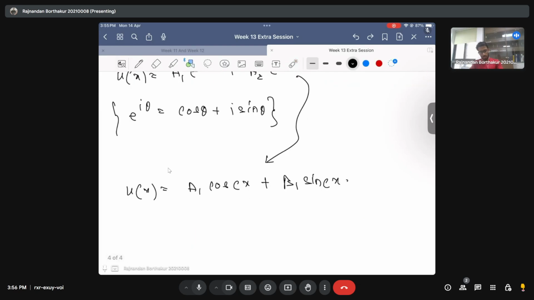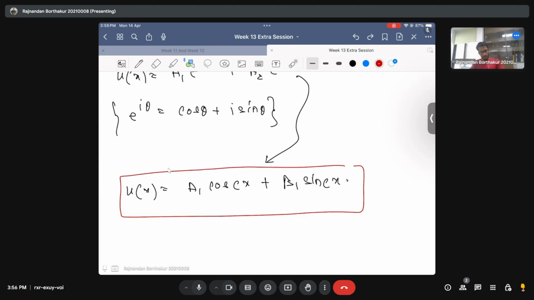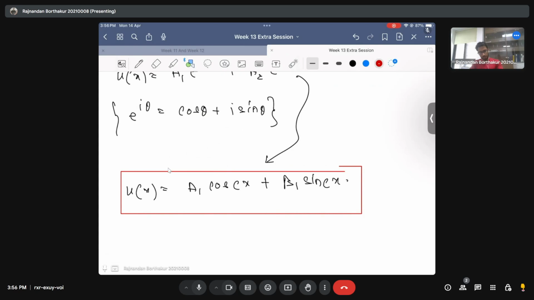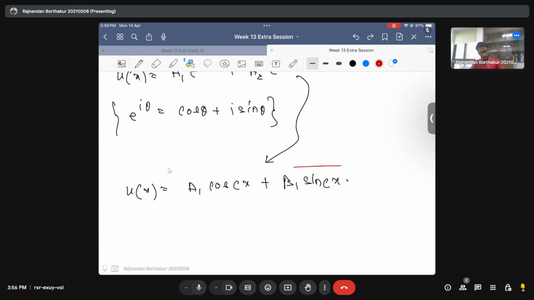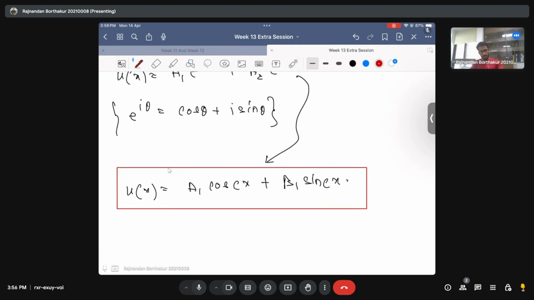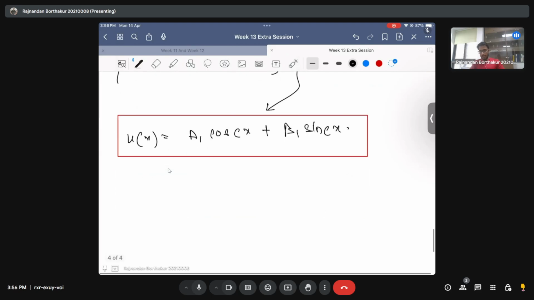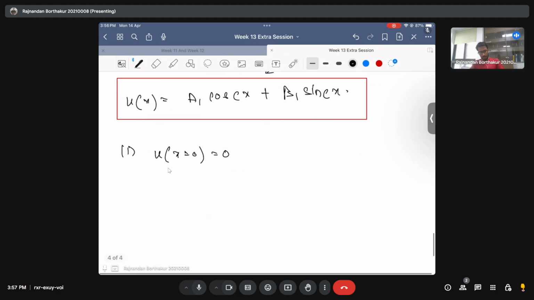Okay. So this is the solution that we get by solving the ODE. Right. So now let's use the boundary condition and see. What I have is u at x equals 0 is equal to 0, which means when I put x equal to 0, the first term stays, the second term disappears. So I have a1 equal to 0.